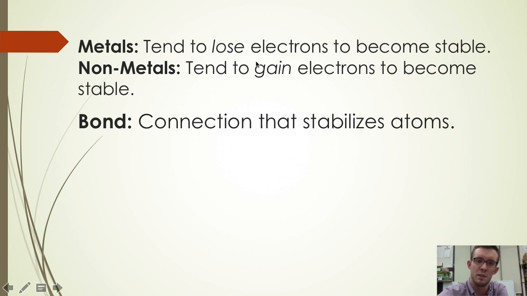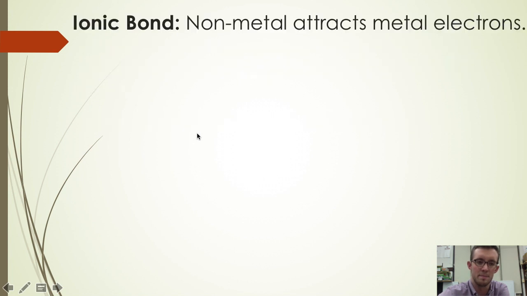So we've learned that there are two different types of elements. There are metals, which tend to lose electrons in order to become stable, and then there are nonmetals that tend to gain electrons in order to become stable. And we've learned that when metals and nonmetals stabilize, they tend to form bonds or connections with other atoms.